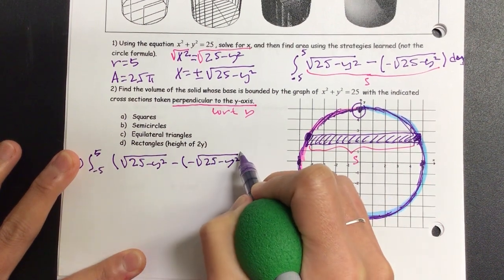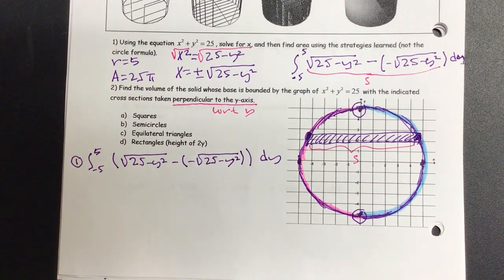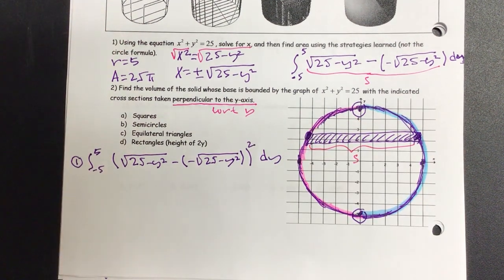And I got 2 parentheses, so I need another one, dy. And that's going to help us find the volume of the base of a circle with a bunch of squares over it. So, what's up? Oh, I need to square that. You caught it. Oh, dear.